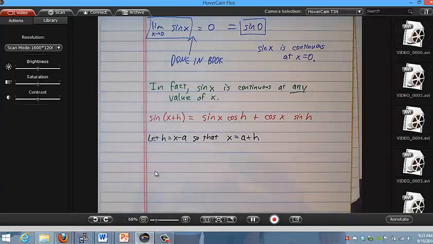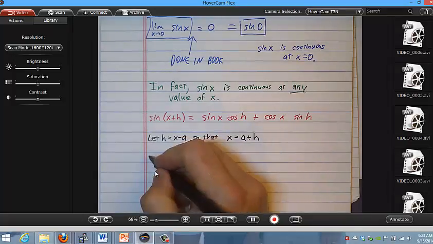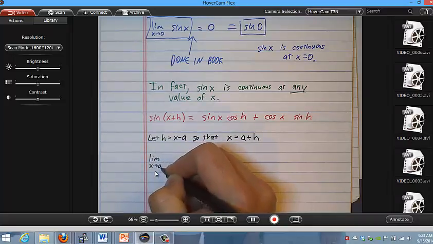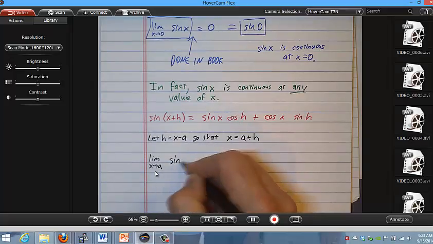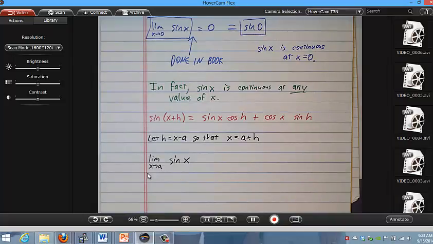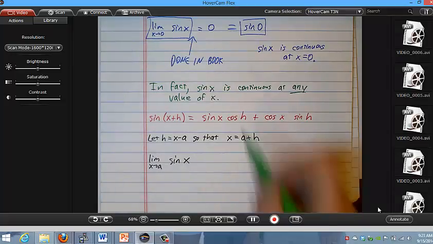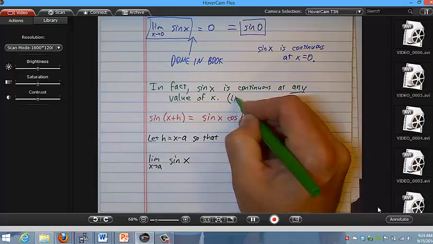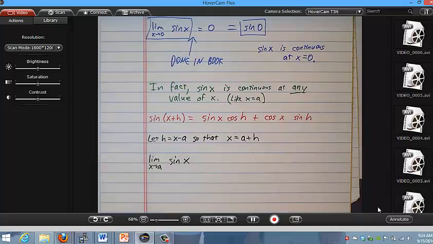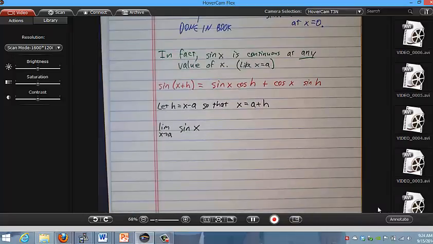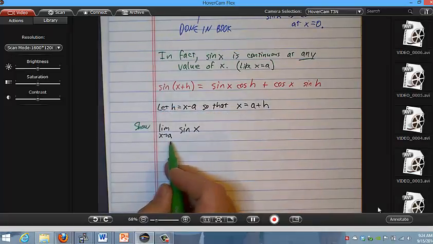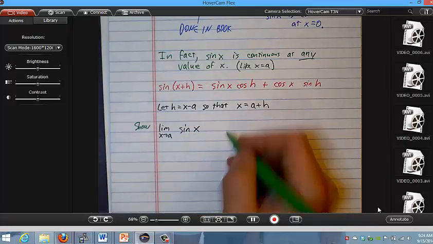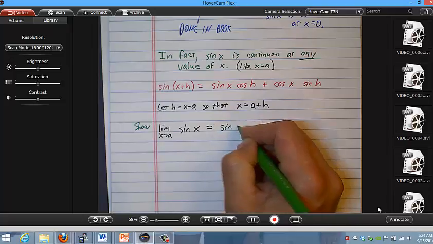Okay, so I guess what I'm going to do here is I'm going to compute the limit as x approaches a of the sine of x. I'm going to hold the screen down here. We want to show that sine of x is continuous at any value of x. So, like x equals a. A is going to be some random value. I want to show it's continuous. So what I'm trying to show is that the limit as x approaches a of the sine of x is equal to what? Sine of a. This is what I want to come up with.